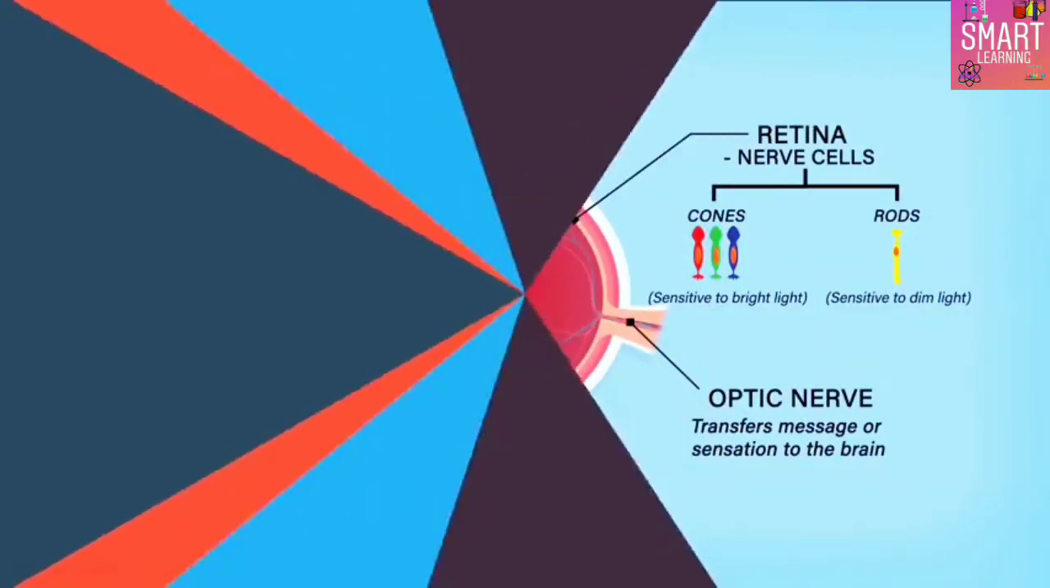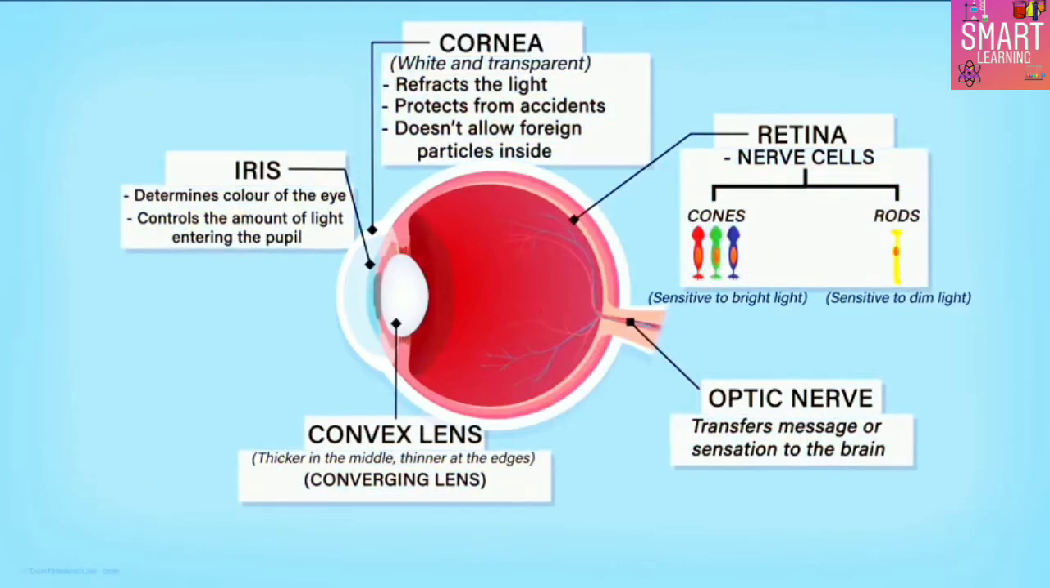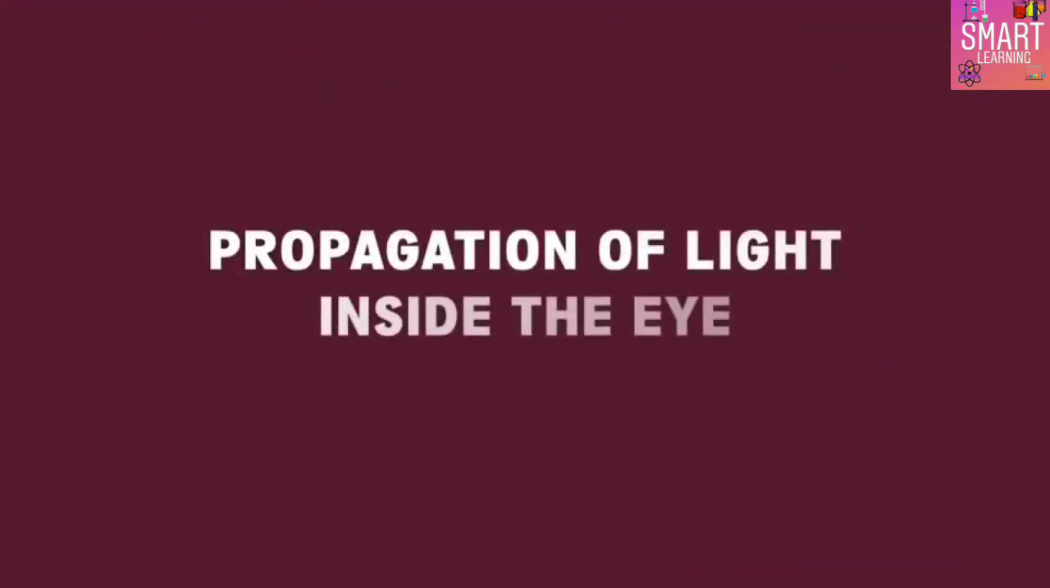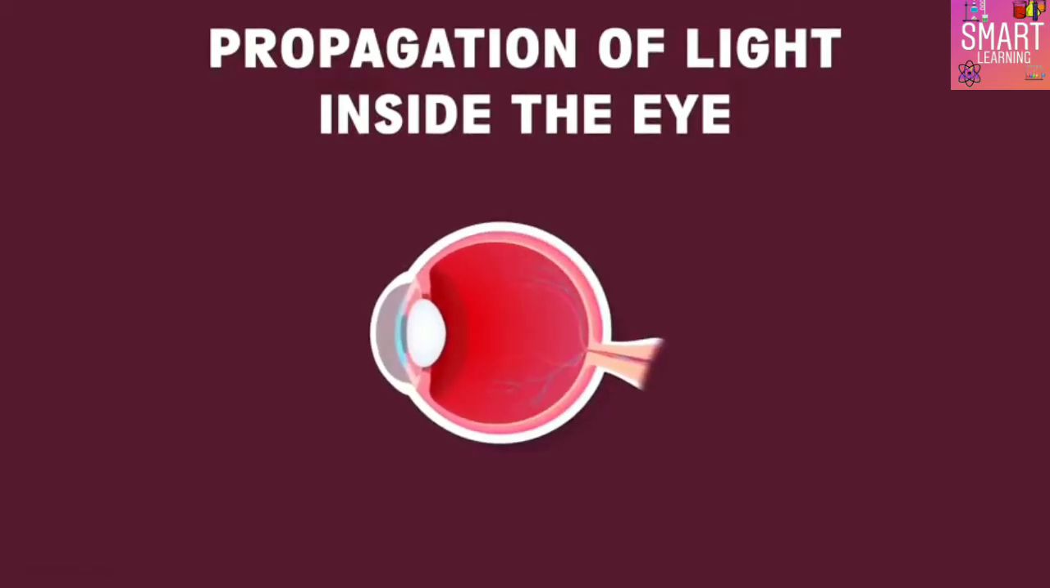In our previous video, we studied different parts of the human eye and their functions. In this video, we are going to roughly see how light propagates inside the eye and how we are able to see objects around us. And for that, we will consider a simplified two-dimensional image of our eye. So, how does light travel inside?